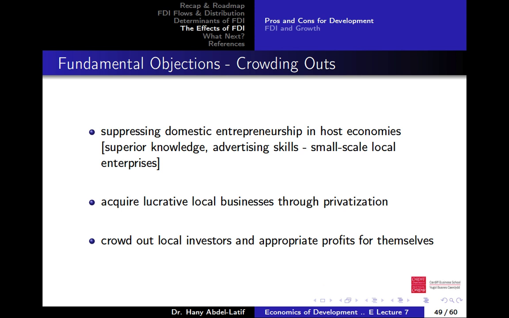We already talked about crowding out, so I'm not going to talk about this again. It's again the idea of not supporting, or competing with local investors and pushing them out of the market, because they are much more powerful compared to these small firms.